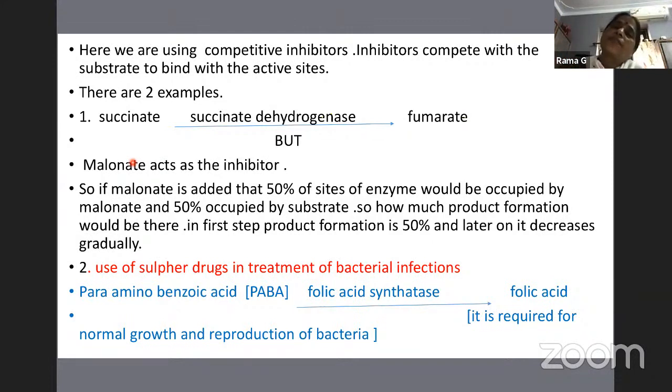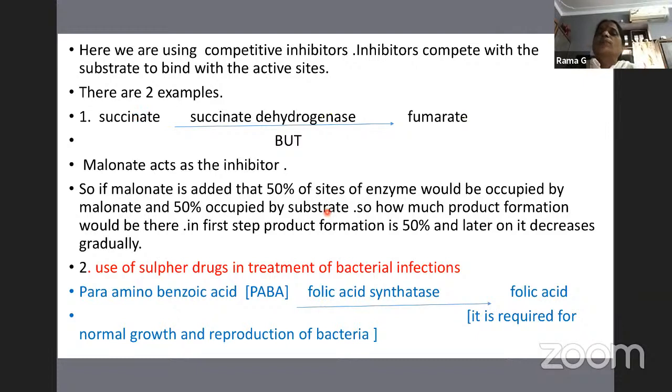So 50% of the active sites are occupied by malonate inhibitors, and 50% are occupied by substrate molecules of the enzyme. So if malonate is added, 50% of the sites of the enzyme would be occupied by malonate inhibitors, and 50% of the active sites are occupied by substrate molecules.